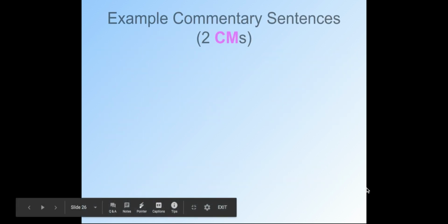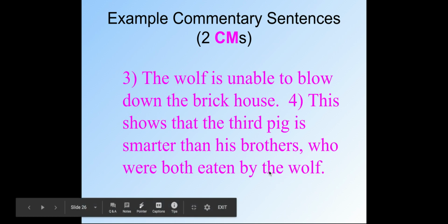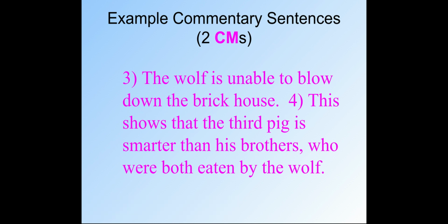So for this, you're going to have two commentary sentences. You're always going to have two. It's going to be one concrete detail, two commentary sentences. So the wolf is unable to blow down the brick house. This shows that the third pig is smarter than his brothers, who were both eaten by the wolf. So there I am giving some kind of explanation or analysis about the third pig being wise and making his house out of bricks. Okay?